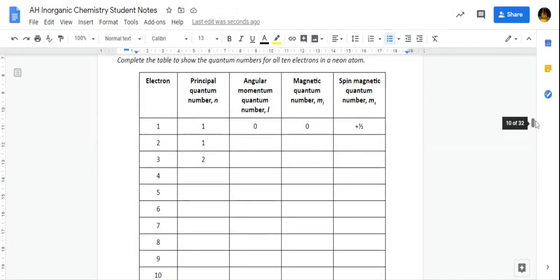So we're going to complete the table to show the quantum numbers for all 10 electrons in a neon atom. So we're going to build it up step by step. We've got the first electron. It's in the first energy level, because our electron arrangement of neon is 2,8. It will be in the S subshell, and therefore if L equals 0, then ML must also equal 0. And for this electron, it's got a spin of +0.5.